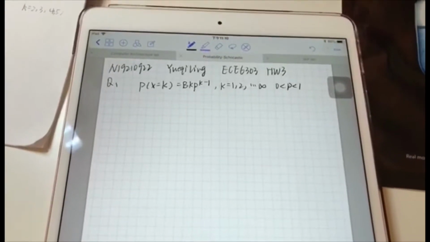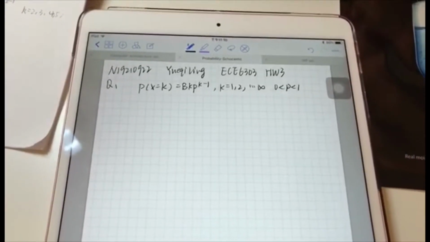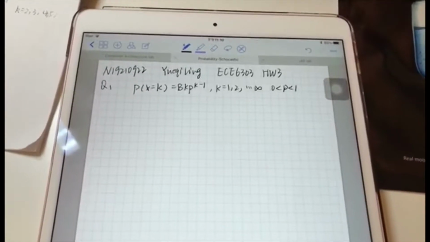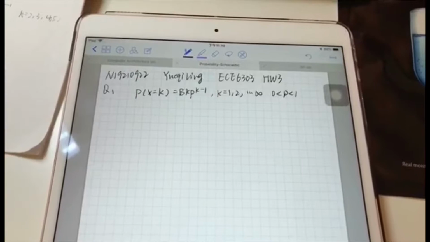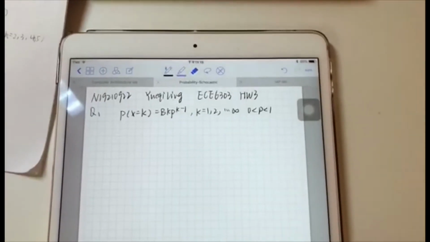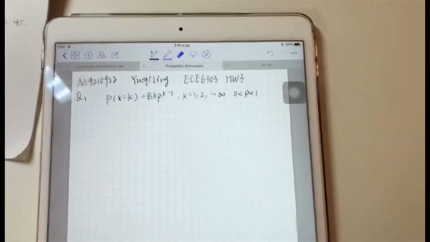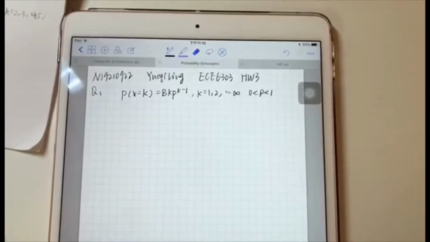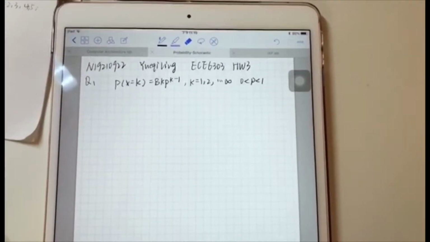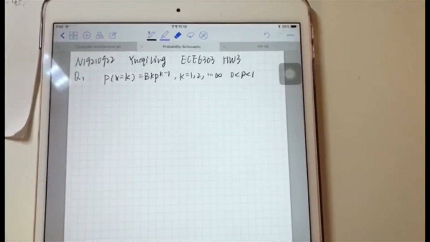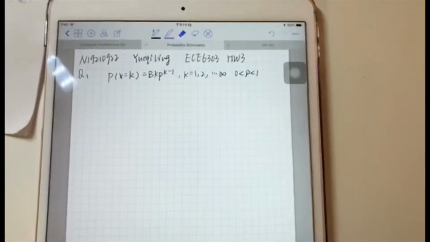I'm Yueqilin. Here I'm going to show you the solution of homework 3, question 1. Now let's go into question A. Question A asks us to find b so that P(X = k) represents a probability mass function.